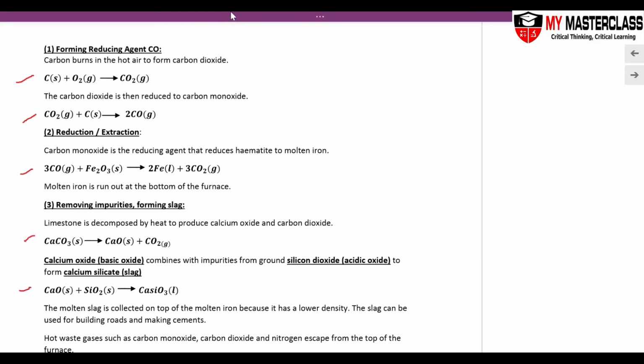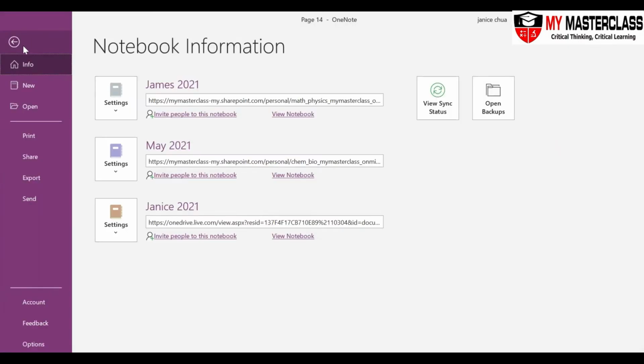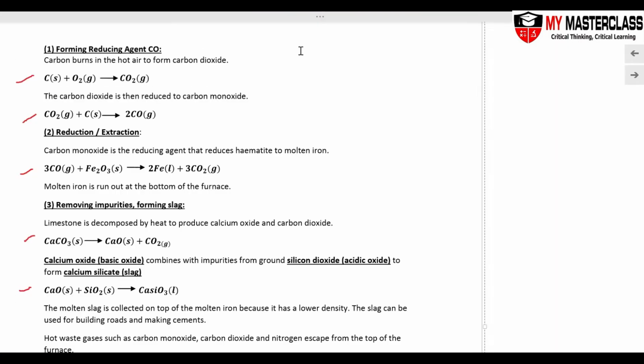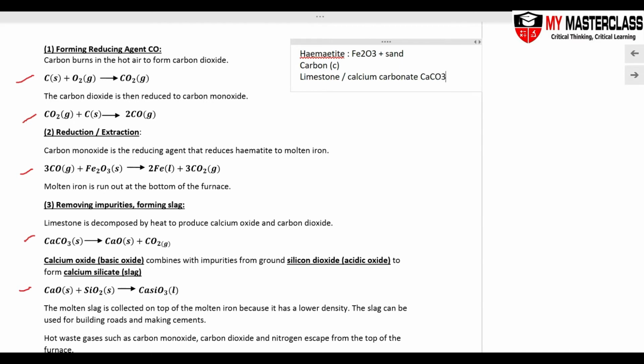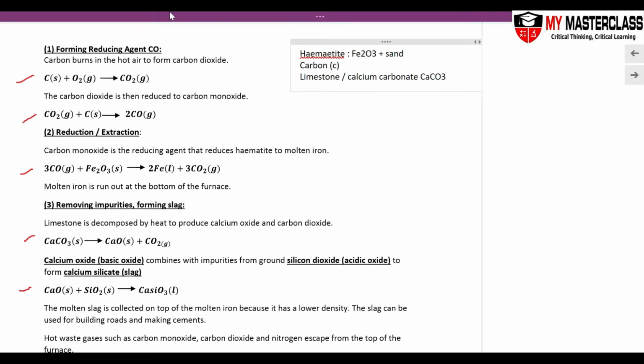Okay, so remember our starting material. Let me just type it out. Our starting material, we have hematite, which is essentially Fe2O3, my iron ore, plus sand and clay, like the impurities. I also add in carbon, which is coke. And then I also add in limestone, which is my calcium carbonate, CaCO3.